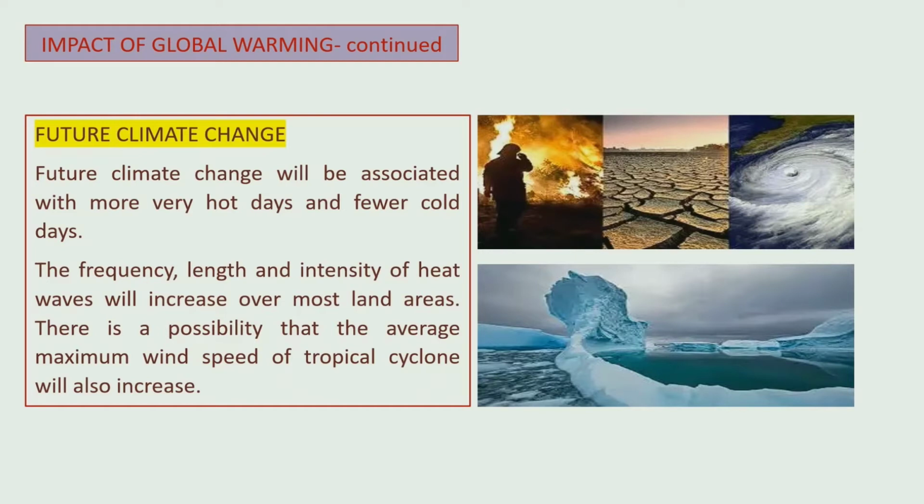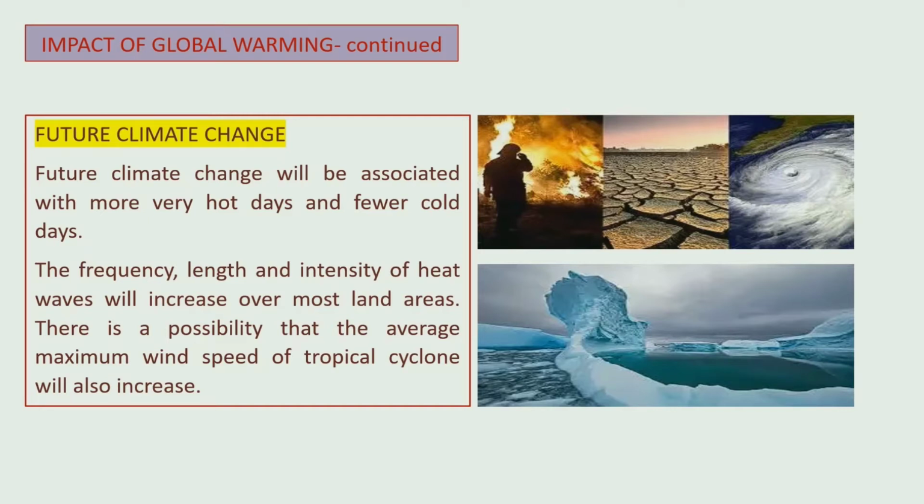Then how will future climate change be? The future climate change will be associated with more very hot days and fewer cold days. The frequency, length and intensity of heat waves will increase over most land areas. There is a possibility that the average maximum wind speed of tropical cyclones will also increase. So in the near future there will be more hot days, fewer cold days and the possibility of tropical cyclones.